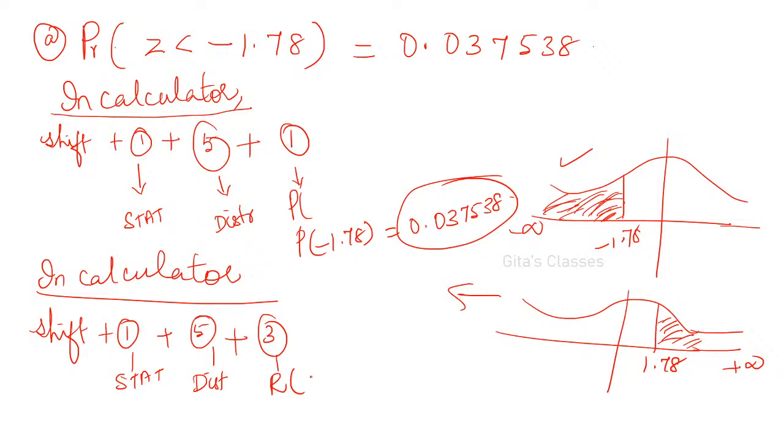Another point: if you are using the calculator, Q is also positive. Yes, Q is also on the positive side only. Depending on the region, you have to understand which region this represents. R of 1.78, you will get the same value, 0.037538. Got it, all of you?